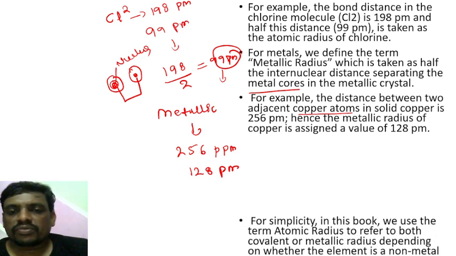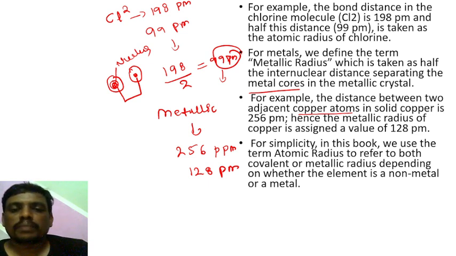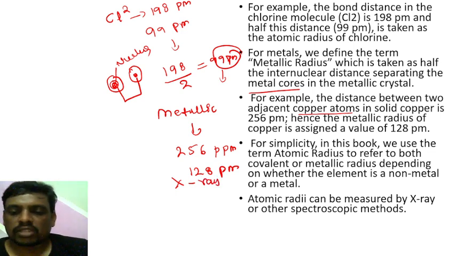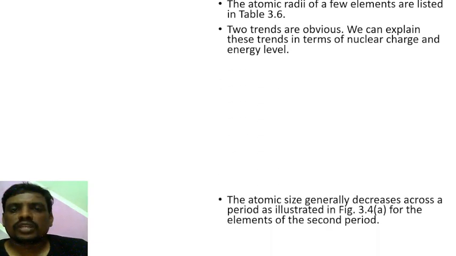Now, of course, for simplicity in this book, we use the term atomic radius to refer to both covalent and metallic radius, depending on whether the element is a non-metal or a metal. Atomic radii can be measured by X-ray or other spectroscopic methods. Very important statement that you have to mention. Atomic radii of a few elements are listed in Table 3, and I will show you that table.